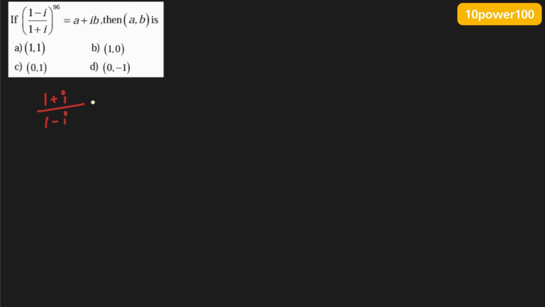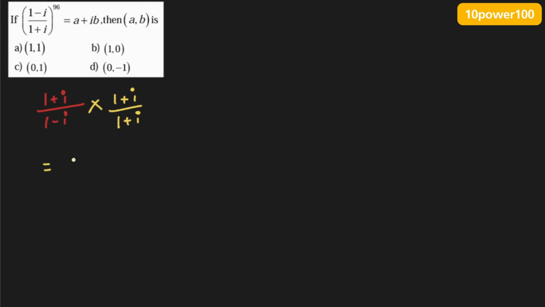So we have to take the conjugate of this. The conjugate is (1 plus i) divided by (1 plus i). We take the opposite of the denominator, so it is 1 plus i. If it is in a plus b form, we take the a minus b form. So now let's do that.